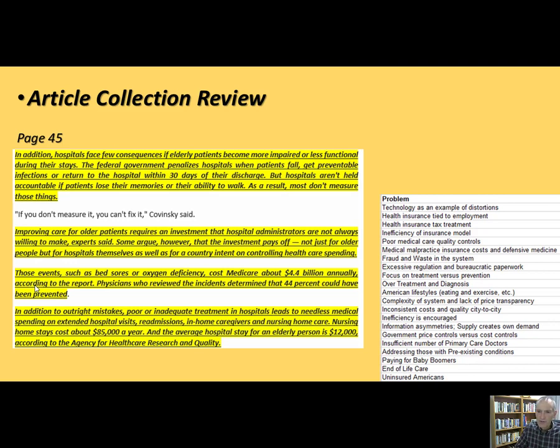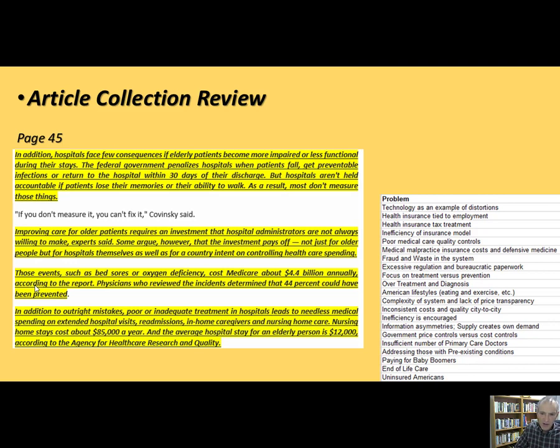Improving care for older patients requires an investment that hospital administrators are not likely to make. Some argue, however, that the investment pays off, not just for older people, but for hospitals, helping control costs. But why would you want to control healthcare spending if the insurance company is going to pay you whatever you spend? Those events, such as bed sores or oxygen deficiency, cost Medicare about $4.4 billion annually. Physicians who reviewed the incidents determined that 44% could have been prevented just by different types of care. Now, it would have cost more, but with 44% of $4.4 billion, you could spend a little and save a lot.